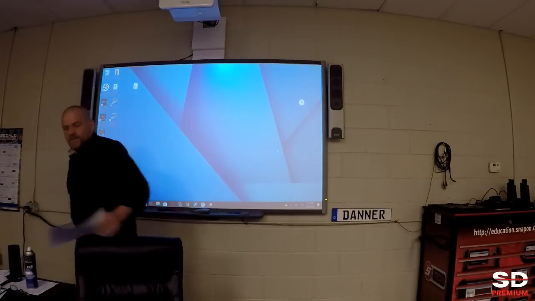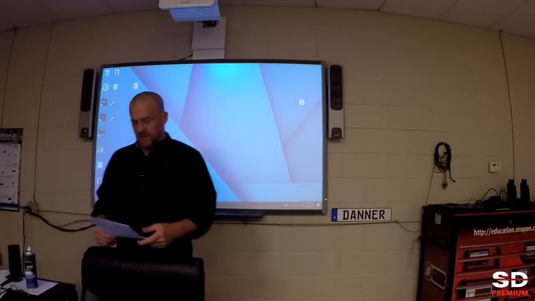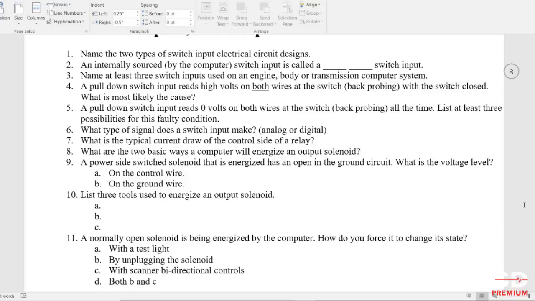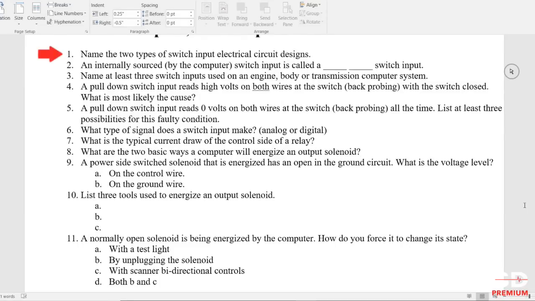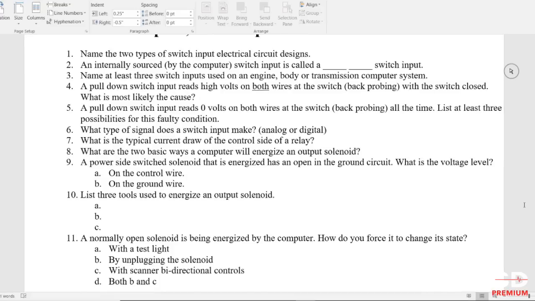Real quick, this handout, just a little study guide. Name the two types of switch input electrical circuit designs, which is what? Pull up and pull down. This is all Chapter 2 material.